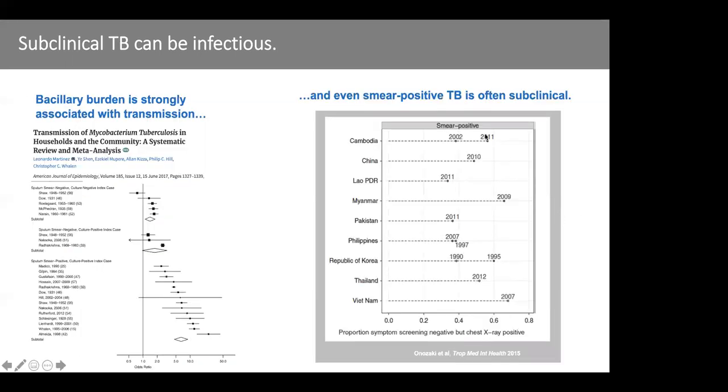And then when we look at prevalence survey data, and specifically focus on just the prevalent cases that are smear positive, which is usually slightly less than half of all of the prevalent disease, even of that smear positive disease, for instance in these prevalence surveys in Asia, roughly half is subclinical. Symptom screen negative, but picked up only by chest X-ray.